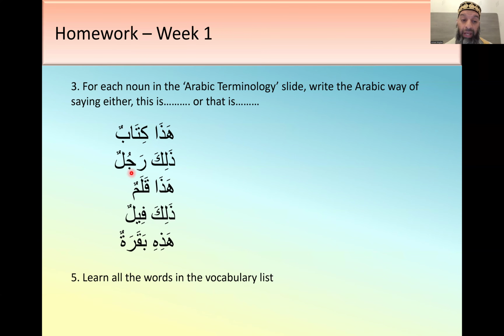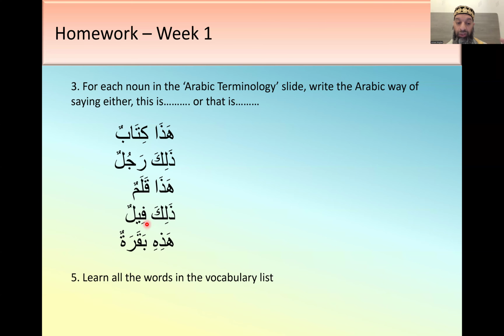Next one, rajulun is a man. So it's either going to be هذا rajulun or ذلك rajulun. Next one, qalamun is masculine. So you're either going to say هذا qalamun, this is a pen, or you're going to say ذلك qalamun, that is a pen. Next one, filun is elephant. So you're going to say هذا filun, or you're going to say ذلك filun.